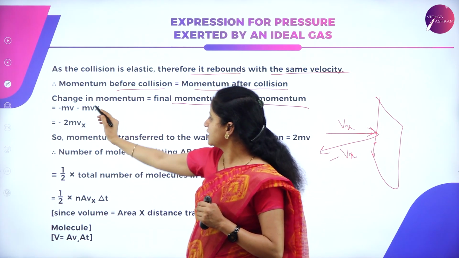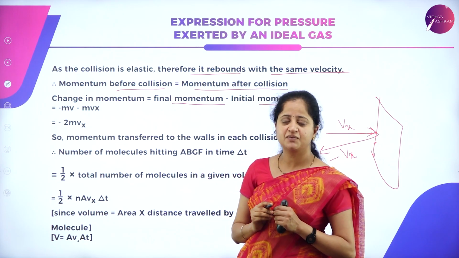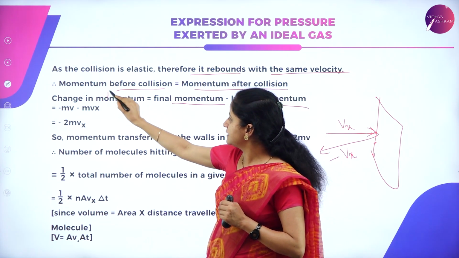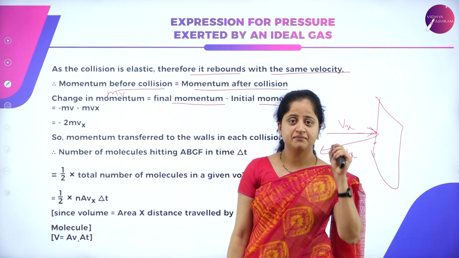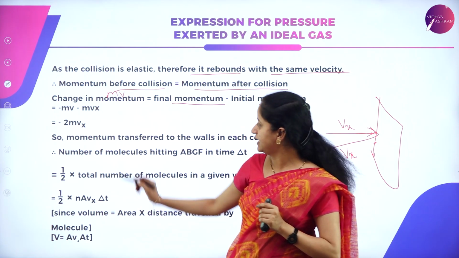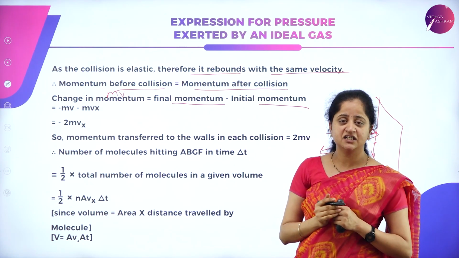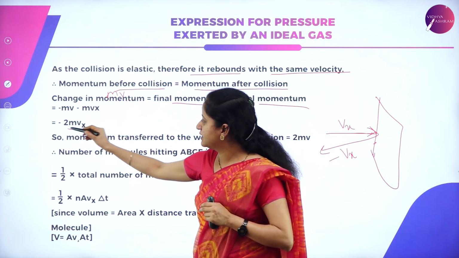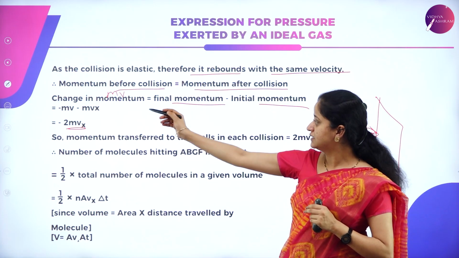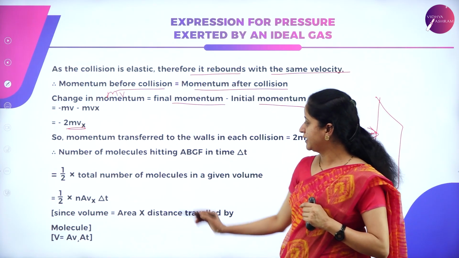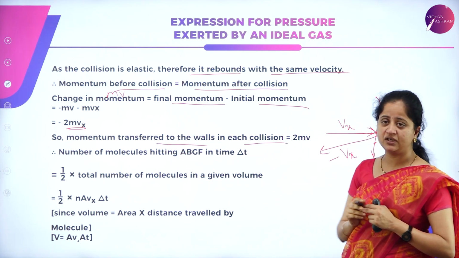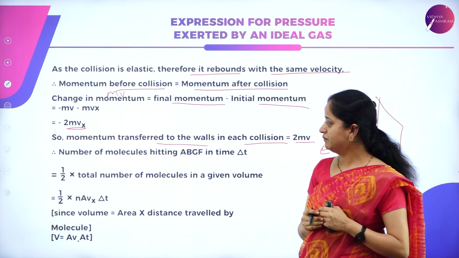So it is minus mvx minus mvx, because momentum is nothing but p is equal to mv. It has some mass, and it also has some velocity. So minus mvx minus mvx, the initial momentum, gives minus 2mvx as the change in momentum. So the momentum transferred to the wall in each collision is equal to 2mvx.